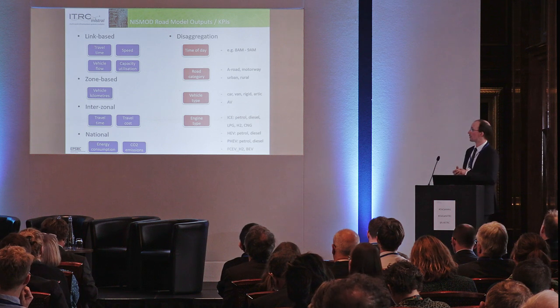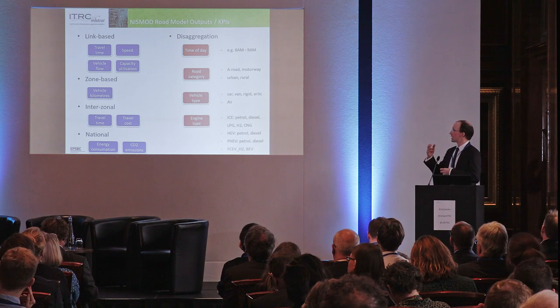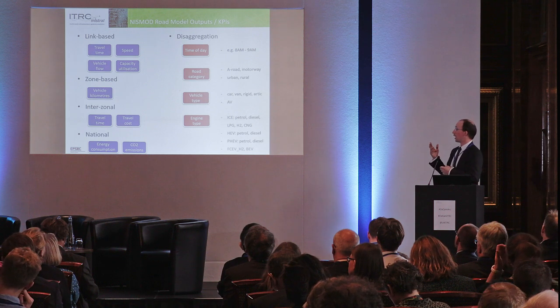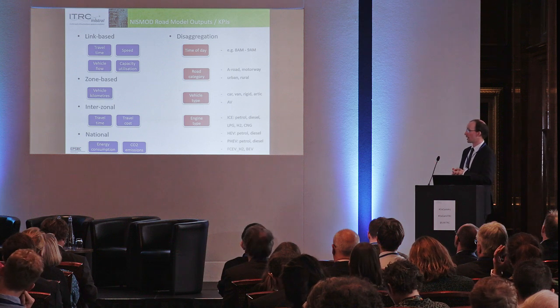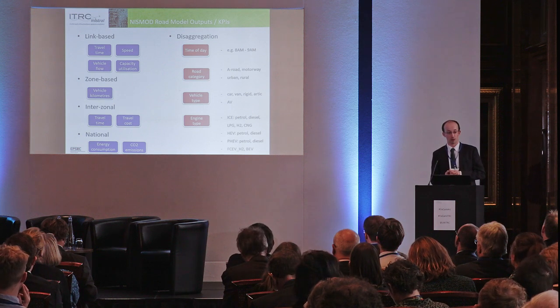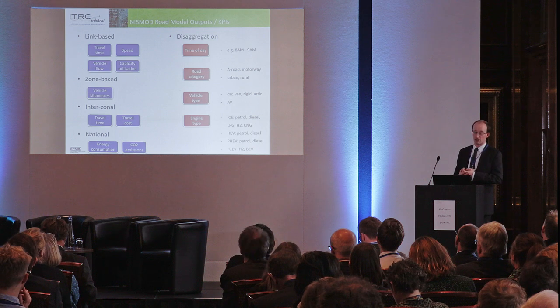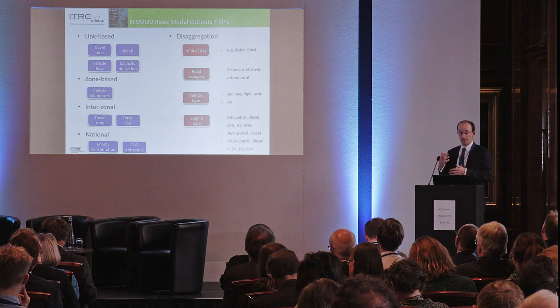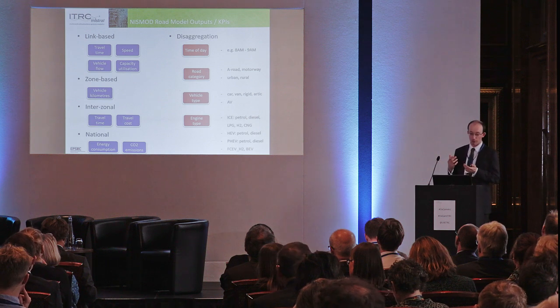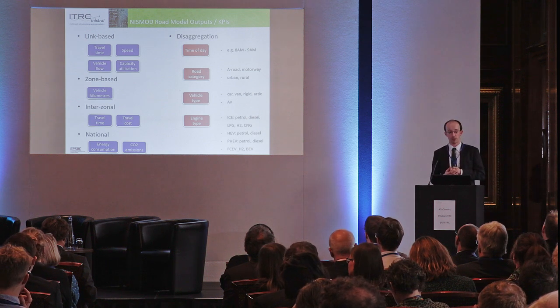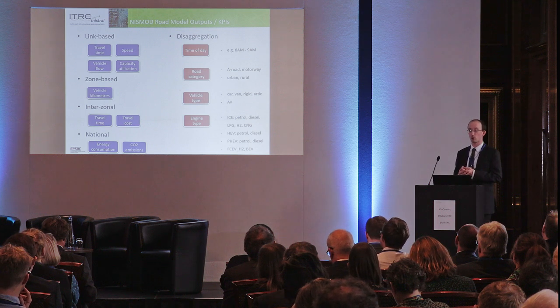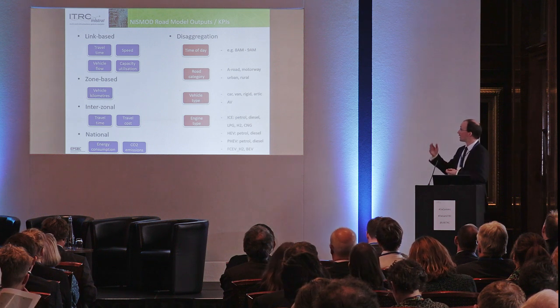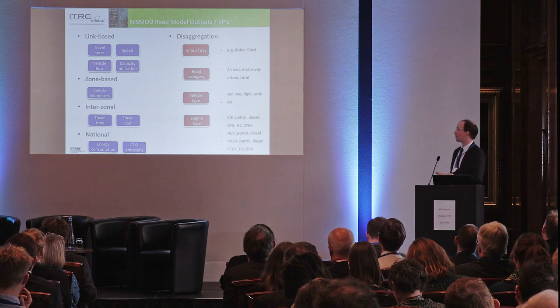And the model will then output a set of essentially key performance indicators at different levels of spatial aggregation. So at the link level, you have things like travel time, average speed, and capacity utilization. At the zonal level, you have vehicle kilometers. At the interzonal level, you have average travel times and travel costs. And then at the national level, you have transport energy consumption and also CO2 emissions. And these KPIs can be disaggregated by time of day, by road category, by vehicle type, and also by engine type.